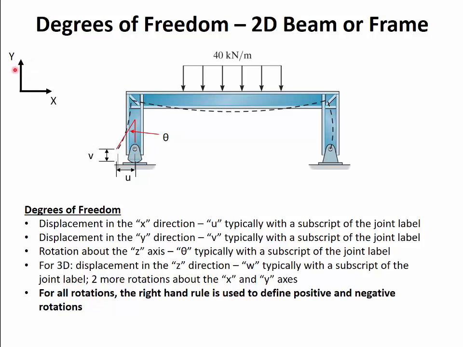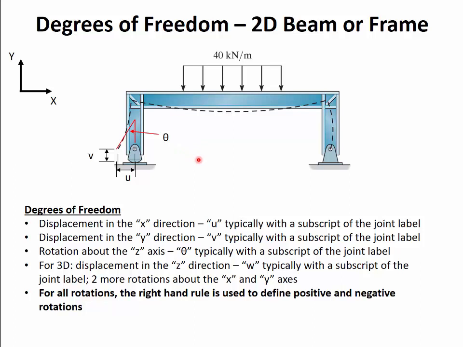There's going to be a rotation about the x-axis. It's shown a bit oddly here, but how much does that joint rotate? So the joint rotation is going to be theta. So if we're in 2 dimensions, we have 3 degrees of freedom at every single joint: u, v, theta. So if this was joint A, it'd be u sub A, v sub A, and theta sub A. So those are our degrees of freedom.